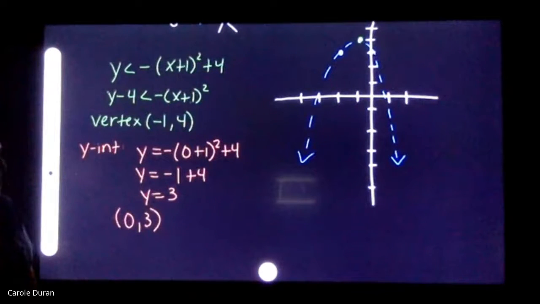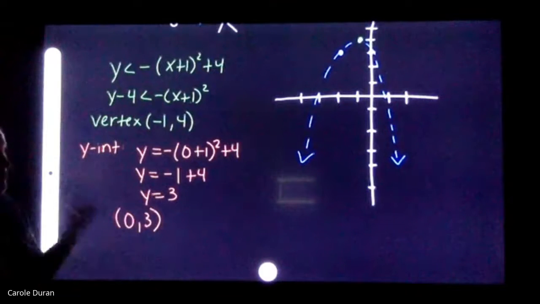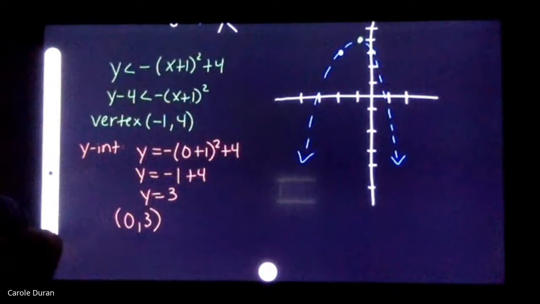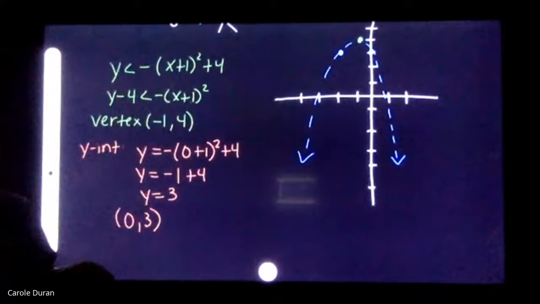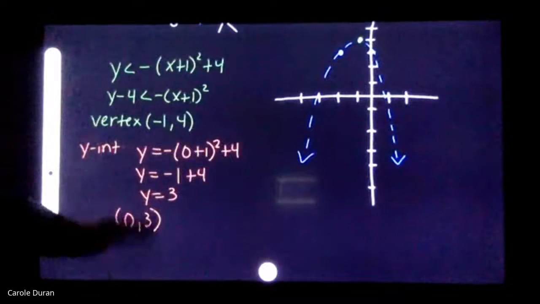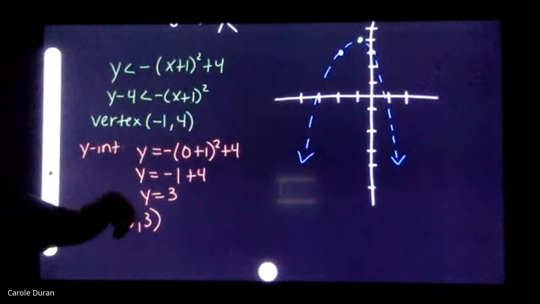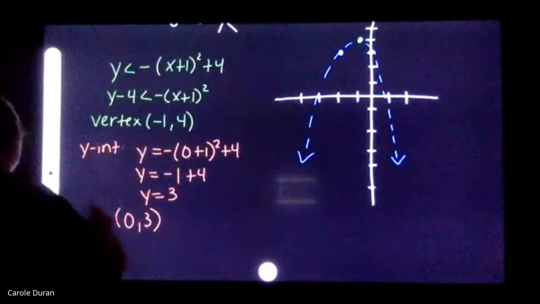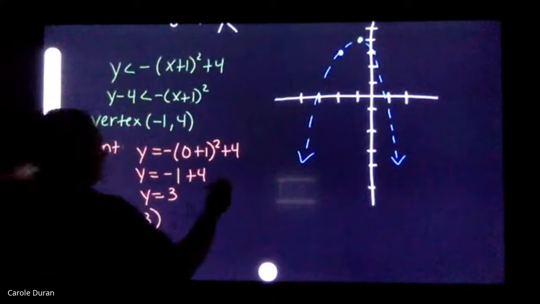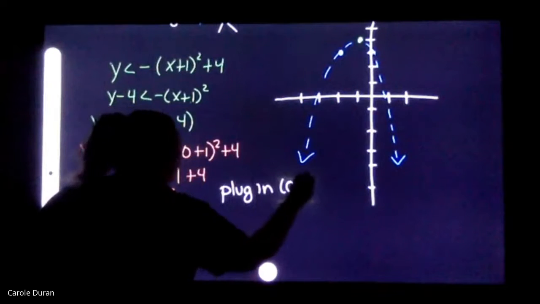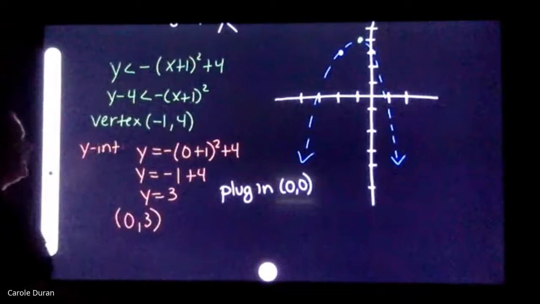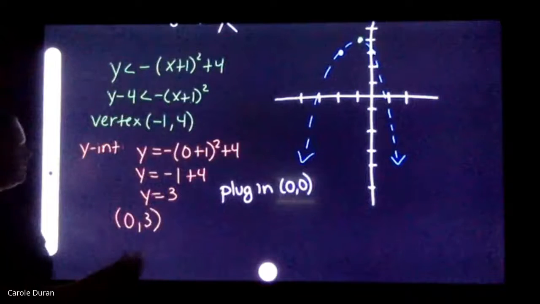Once I have it graphed, I go ahead and plug in some point on my graph. Again, I like to use 0, 0 whenever possible. I can definitely use 0, 0 here because it doesn't fall on my parabolic line. So I'm going to plug in 0, 0. You could definitely use a different point if you wanted to. You don't have to use 0, 0.